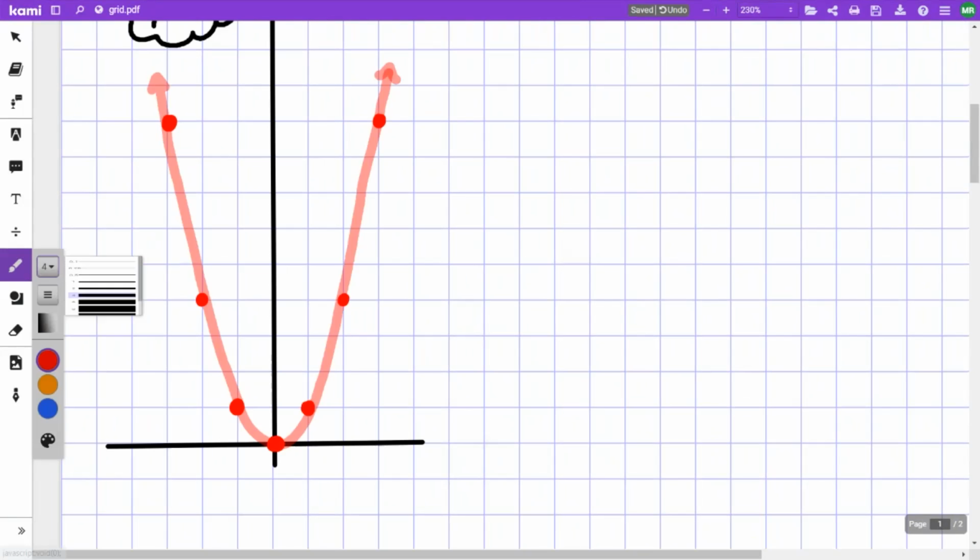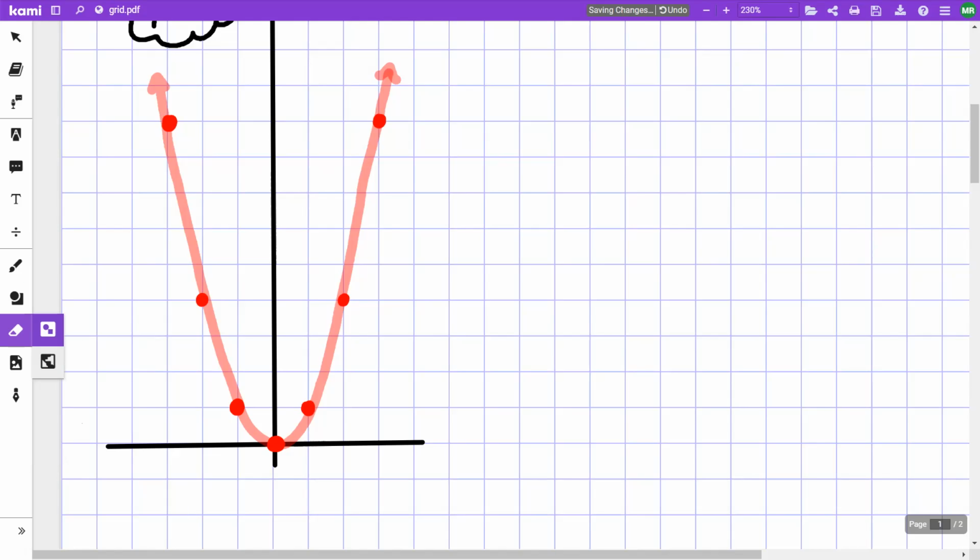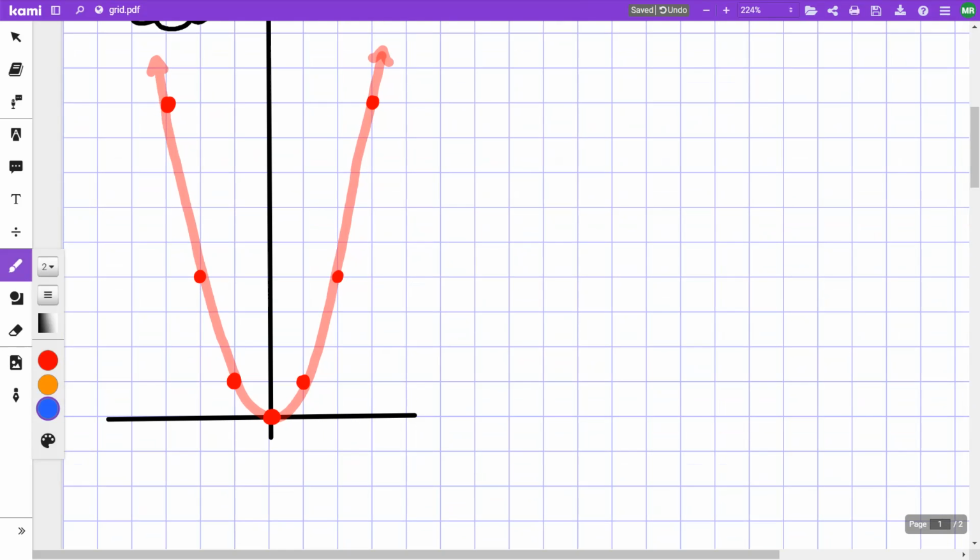Something I'm going to state for this is the domain and the range. My domain for this particular graph is going to be all real numbers, basically. So the way I'm going to write that is negative infinity with an open bracket to positive infinity, negative infinity to positive infinity.